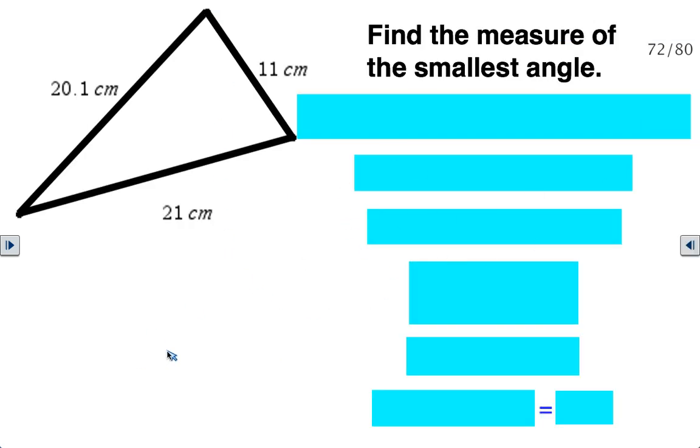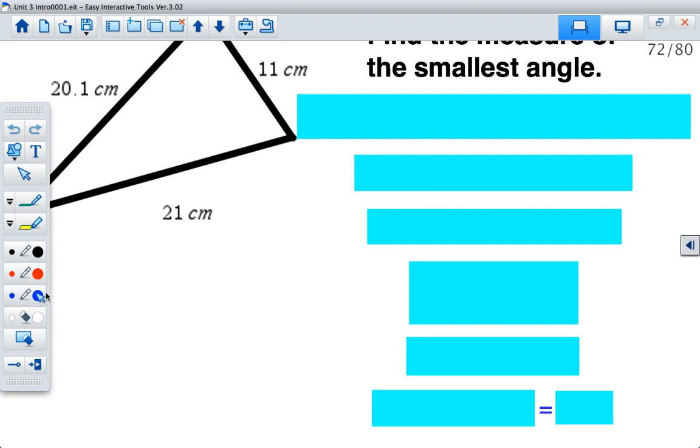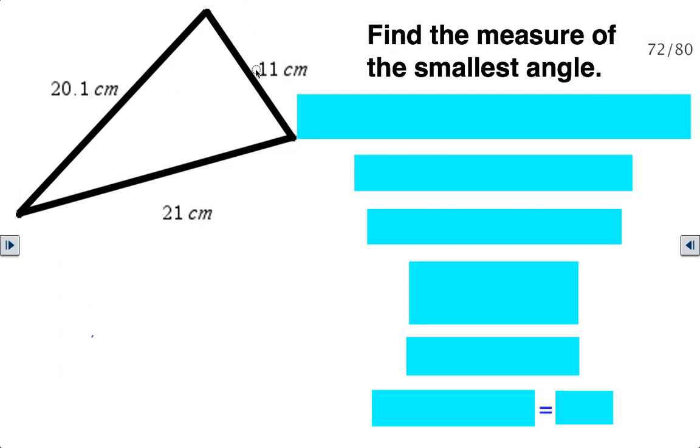Alrighty. On this one, you have 3 side measurements, and you need to find the smallest angle. The biggest thing is make sure you know which one is the smallest angle. In this case, this is the smallest side, so the opposite angle is the smallest angle. So we're looking for this angle here.